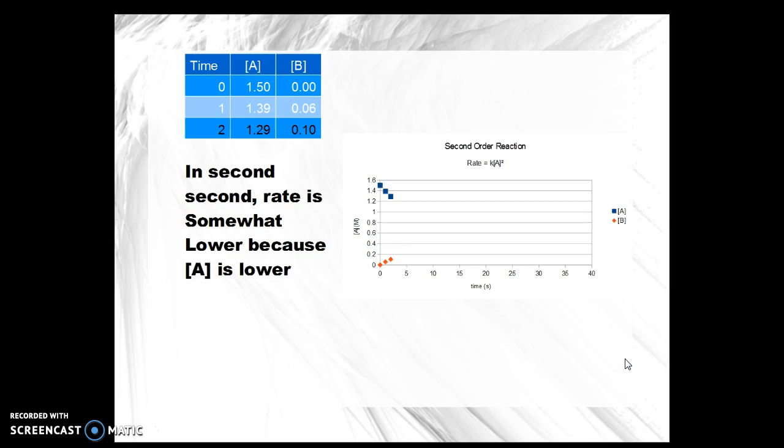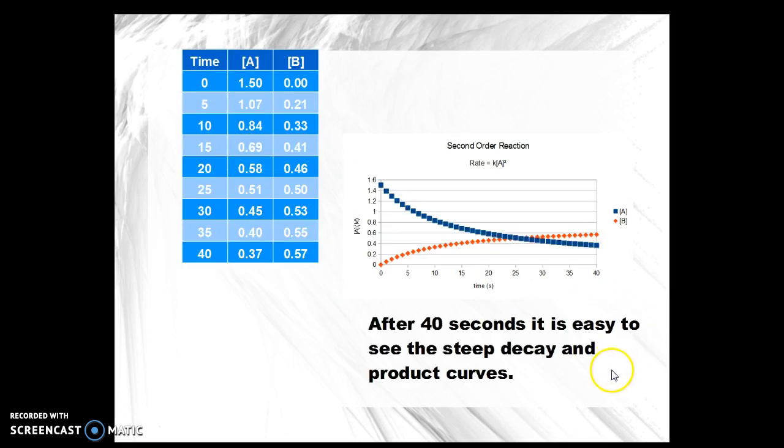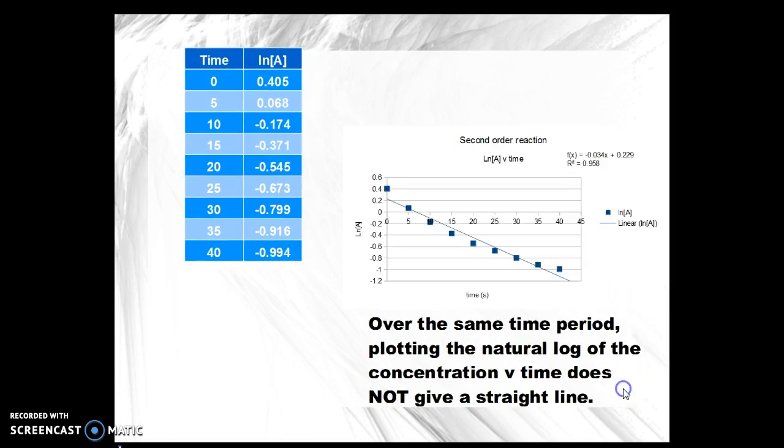In the second second, the rate is somewhat lower because the concentration of A has gone down. But again, we are losing two of the A's for every appearance of a B. After 40 seconds, it's easy to see that there's been a very steep decay in A and a steep increase in product, but not as steep, because, again, you needed two A's to make one B.